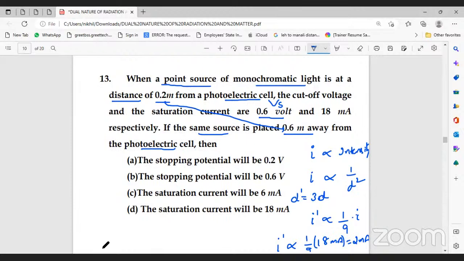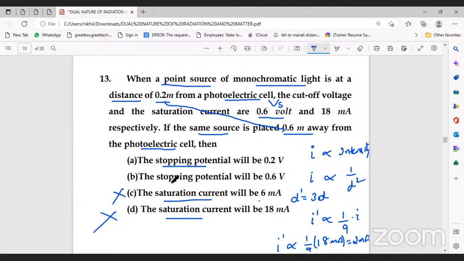But look at the options. This saturation current is 6 milliampere, which is not possible. This saturation current is 18 milliampere, which is not possible. Correct?